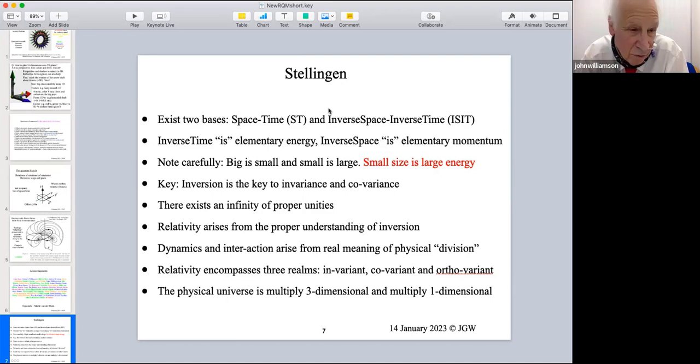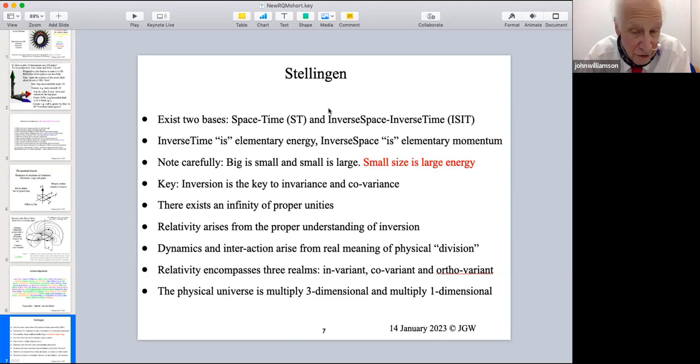So another stelling is that there exists an infinity of proper unities. What is one? What's one meter, one foot, one inch, one millimeter, one rod, one cubit? They're different units, obviously, but you can have a photon which is any of those wavelengths. For that photon, its whole unity is the inverse of that size. The bigger the size, the smaller the energy. So for any given photon, its unity is its energy, its specific energy, its color.